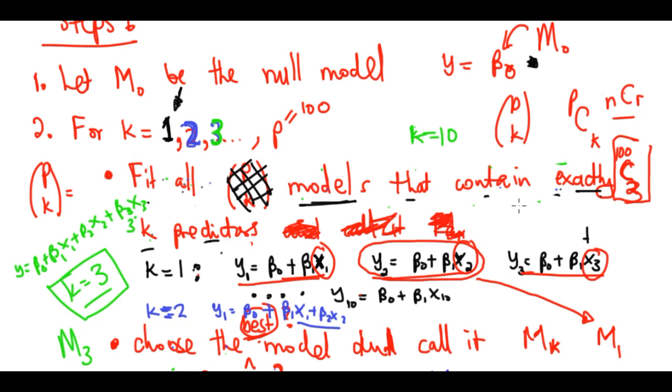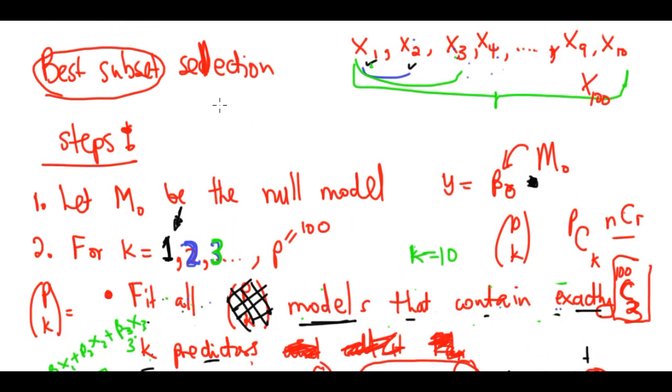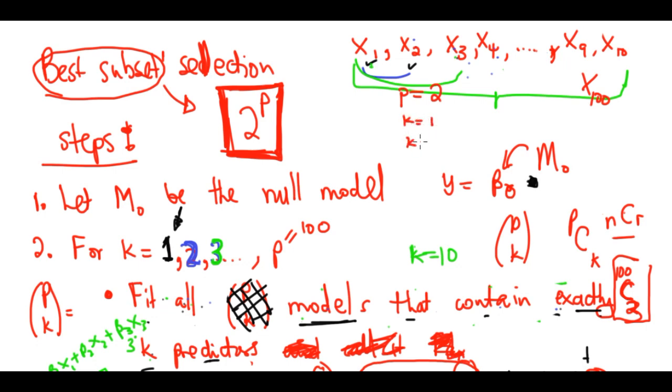All those models. For simplicity, to know how many models you need to fit in best subset selection, you would have to fit a total of 2 to the power of p models, for all k's from k equal to 1 to k equal to 100. If our predictors were only 2, we'd do k equal to 1 and k equal to 2. How many models are there going to be?